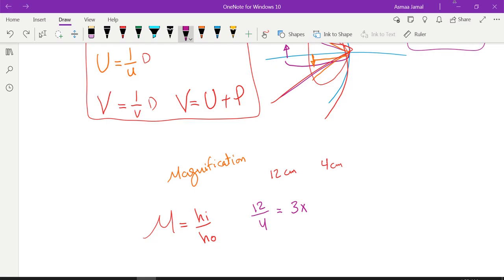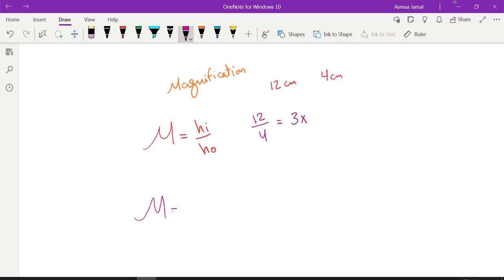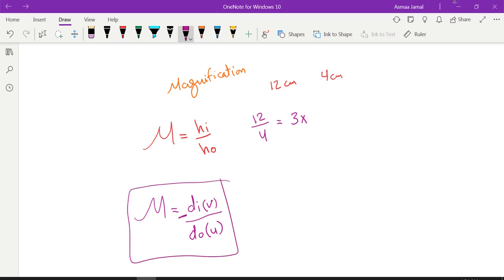We also can depend on the distance between the object and the mirror, and the distance between the mirror and the image, which means magnification is also the ratio between the image distance, which is V, and the object distance, which is U. But here we have to put the negative sign. So this one is for the mirror.